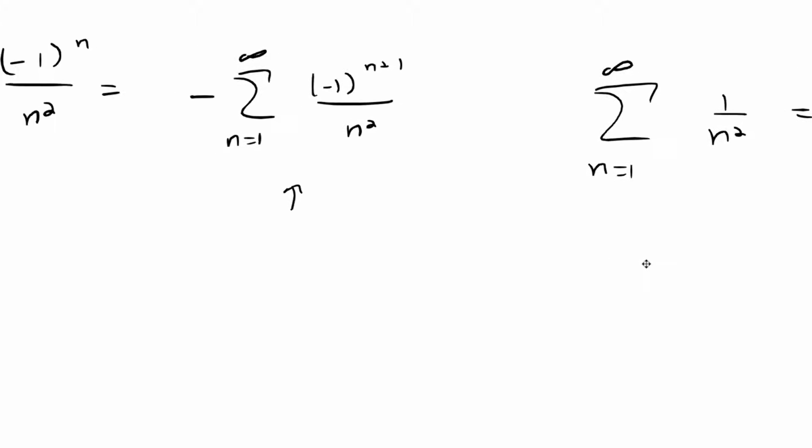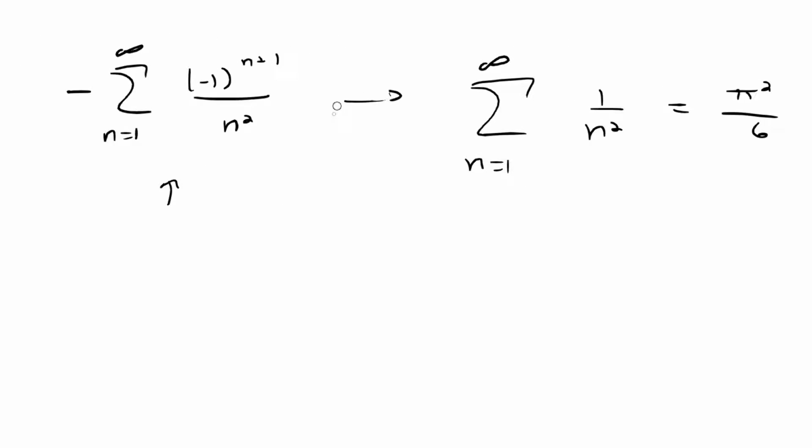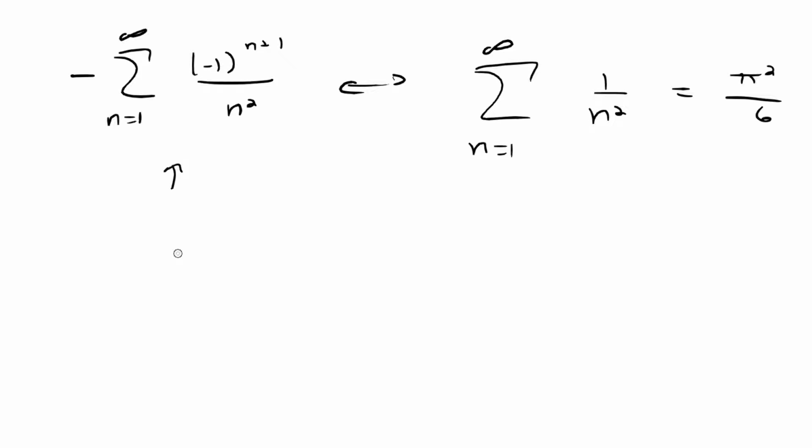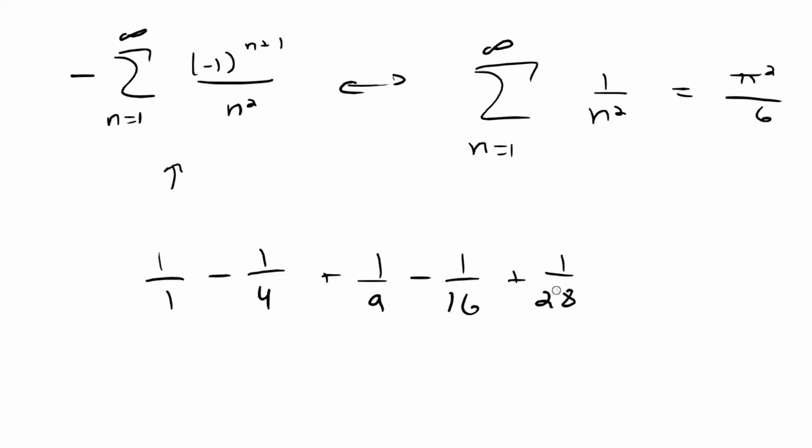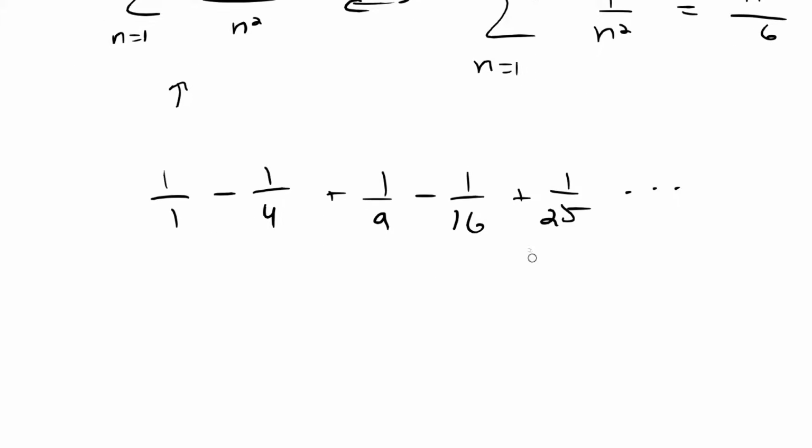So what we're first going to do in order to realize how these two are related is write out the partial sums for this sum. Let's do that. I'll omit the negative for now, but we'll bring it back later. So here we have 1 over 1 minus 1 over 4 plus 1 over 9 minus 1 over 16 plus 1 over 25, and that goes on like that.